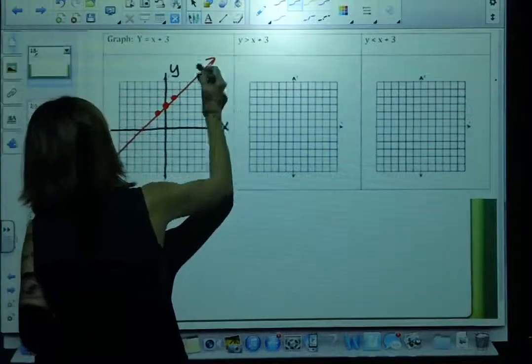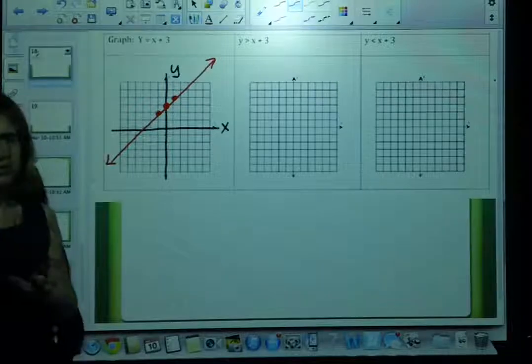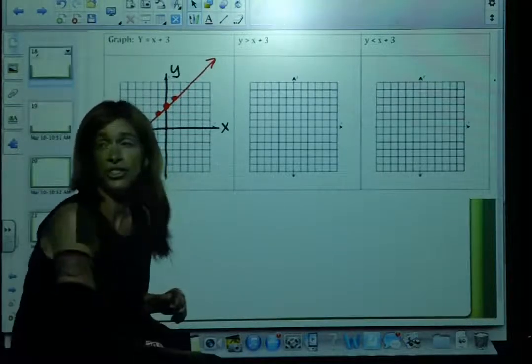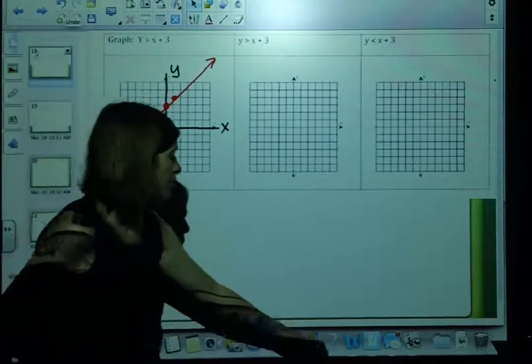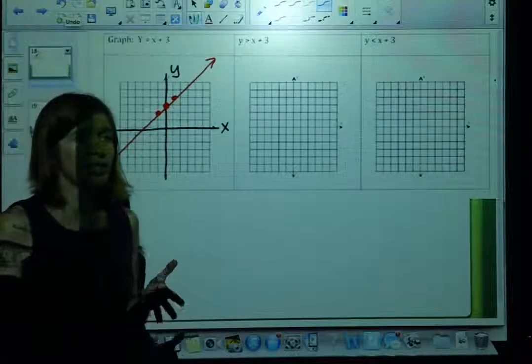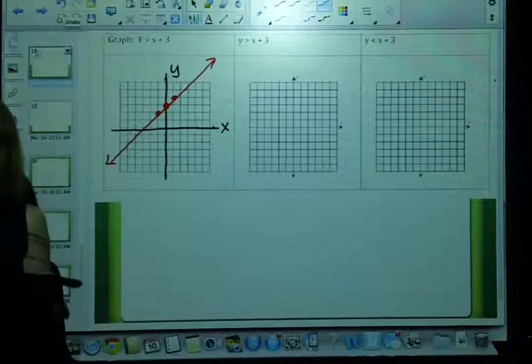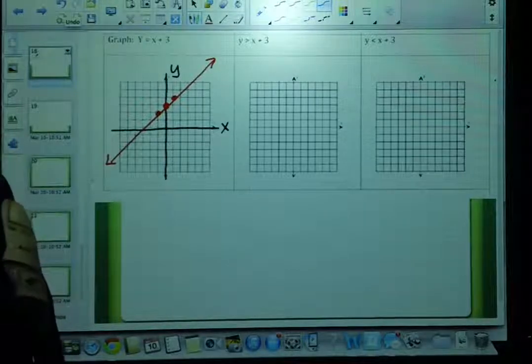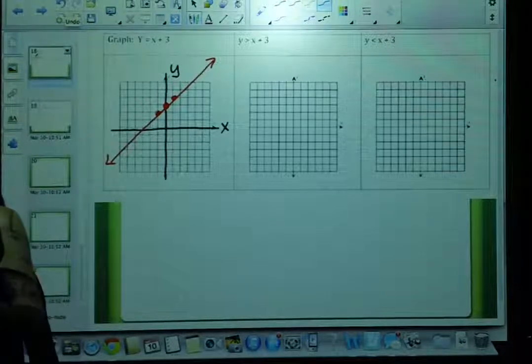I'm going to do my best job to graph a line that's really straight. Okay? Mine is straighter. Guys, I really need you to stop, okay? Thank you.